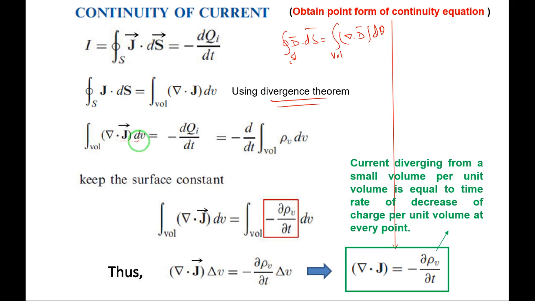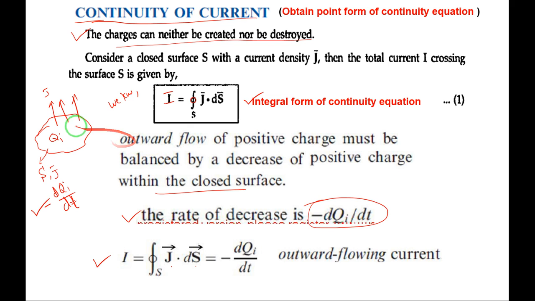Volume integral of del dot J into dv is equal to minus dQ by dt. Now, what is this charge? This is the closed surface containing the charges. Let me call that volume charge density, rho v. So what is the total amount of volume charge present in this closed surface?